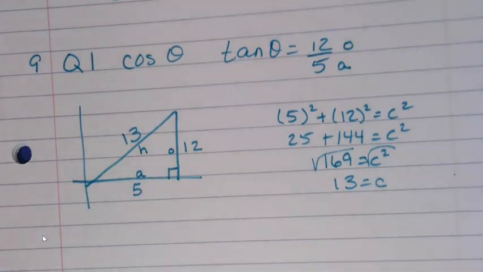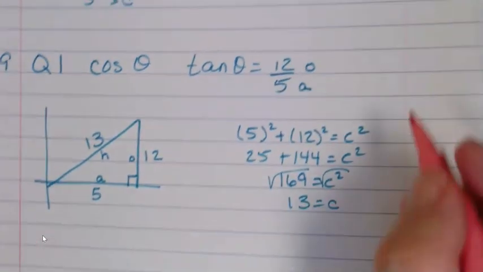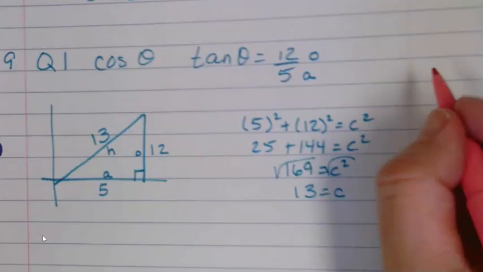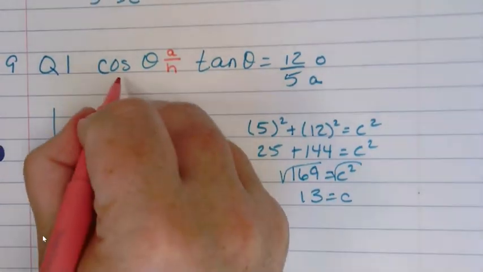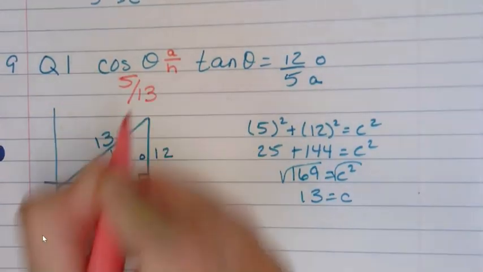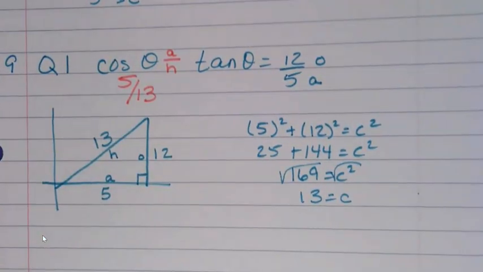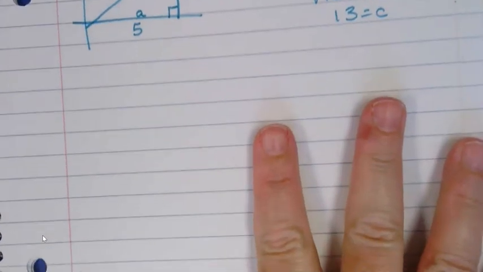So they want cosine. Cosine is adjacent over hypotenuse, so it's going to be 5 over 13. And that's it for that.